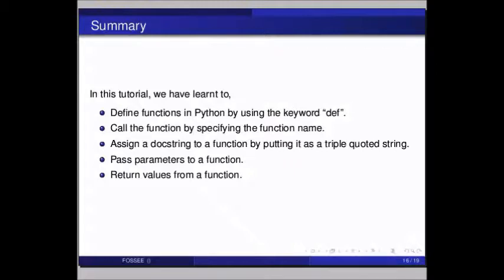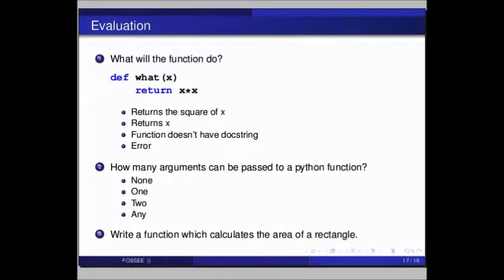So here are some self-assessment questions for you to solve. The first one: what will the function do if it's given def what of x, then return x star x, returns the square of x, then returns x, then function doesn't have docstring, then the last option is error. The second question, how many arguments can be passed to a Python function? The options are none, 1, 2, any. And the final question is, write a function which calculates the area of a rectangle.